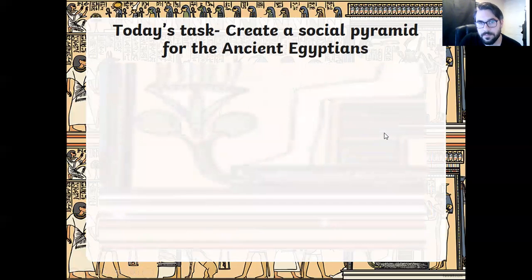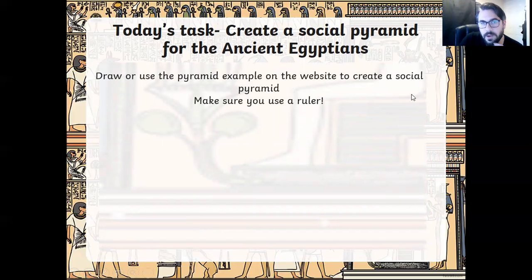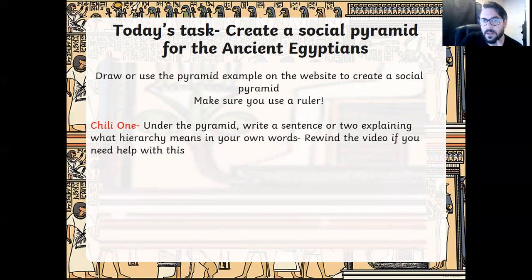So draw or use the pyramid example on the website to create a social pyramid. Make sure you use a ruler. If you do not use the example I provide you and you want to do your own, absolutely fine. Please use a ruler, otherwise it will look a mess. Chili 1. Under the pyramid, write a sentence or two explaining what hierarchy means in your own words. If you need to, rewind the video to get some help with this.